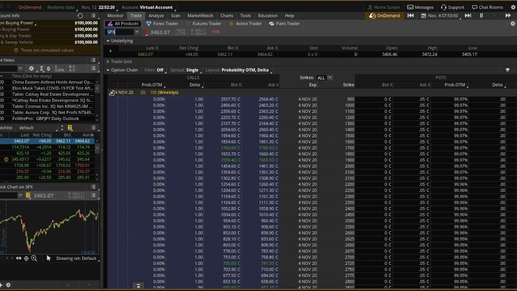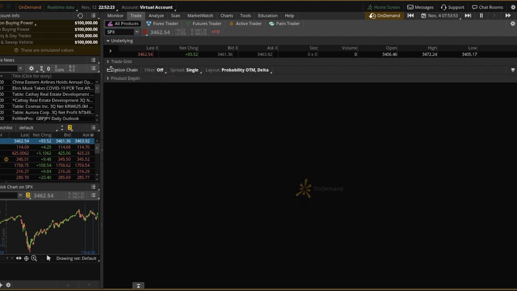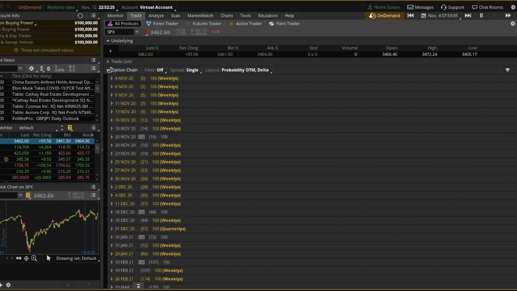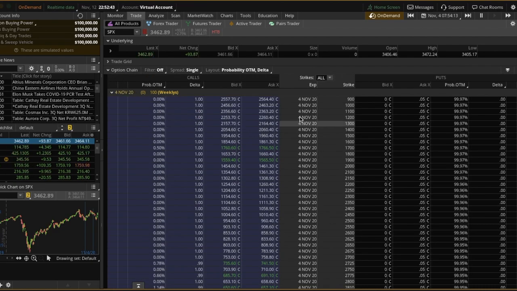And if your screen doesn't look like this, go ahead and click the option chain dropdown, which is right over here. Alright, so now you see a whole bunch of dates which correspond to expiration dates. We trade 0 days to expiration, which means we trade on the same day that the option expires. So today is the 4th of November. Go ahead and click the drop down for that day.